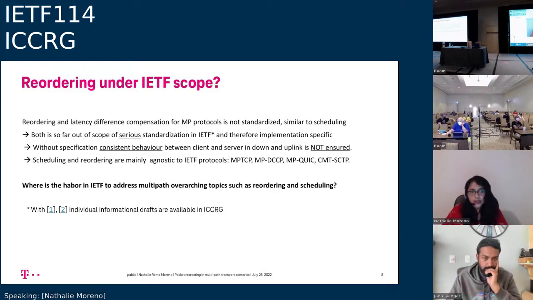So our question here is, what is the right place or where is the right place in the IETF to address these multiple overarching topics like reordering and scheduling? That's it. Thank you very much. If you have any questions.